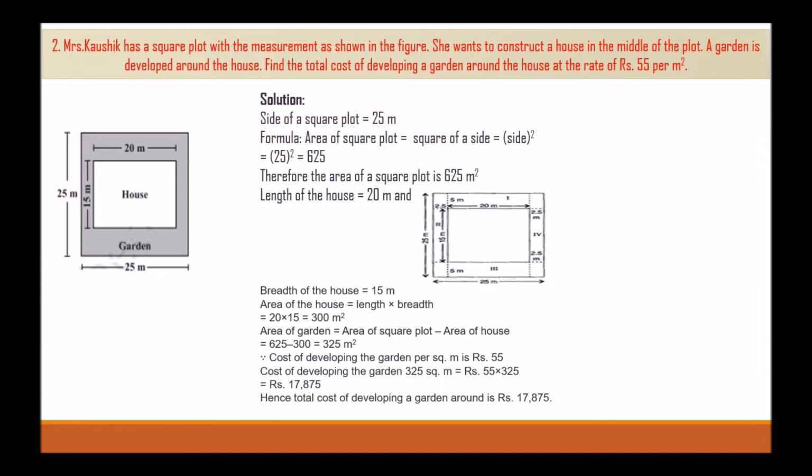Cost of developing the garden per square meter is rupees 55. So cost of developing the garden of 325 square meter equals rupees 55 into 325, that is 17,875 rupees. Hence the total cost of developing the garden around the house is 17,875 rupees.